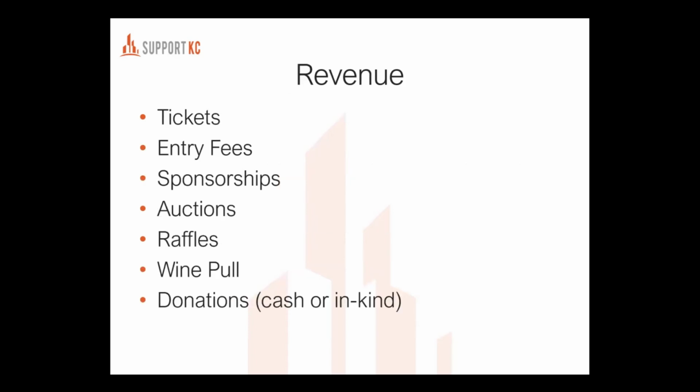The most common revenue that we see when it comes to special events, and we'll dive into these categories a little bit deeper, are tickets, entry fees for things like golf tournaments or 5Ks, sponsorships, auctions, raffles, wine pools, and just general donations, cash or in kind.